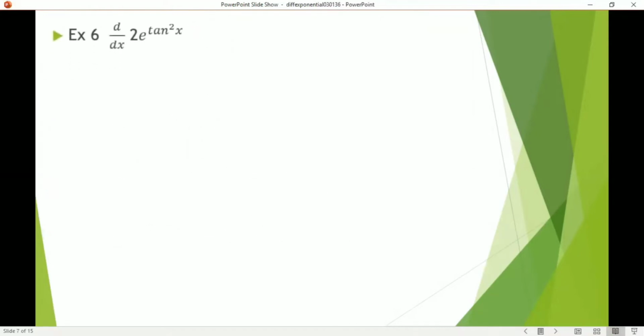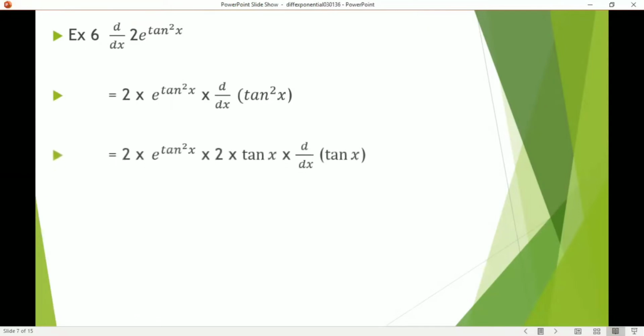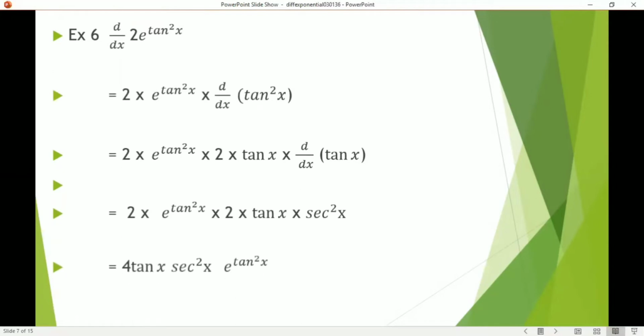The next example, derivative of 2 e to the power of tan squared x. The power here is tan squared x. So the answer is 2 multiplied by e to the power of tan squared x multiplied by the derivative of tan squared x. Derivative of tan squared x is 2 tan x multiplied by the derivative of tan x. So derivative of tan x is sec squared x. Final answer, it's 4 tan x sec squared x e to the power of tan squared x. Next example.